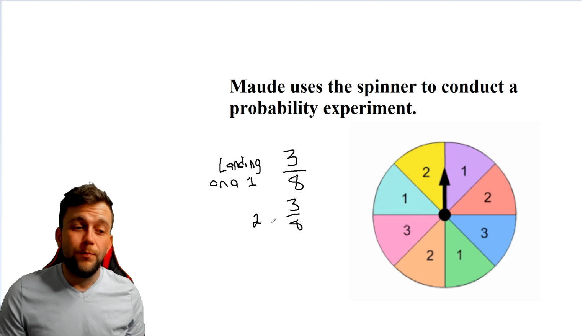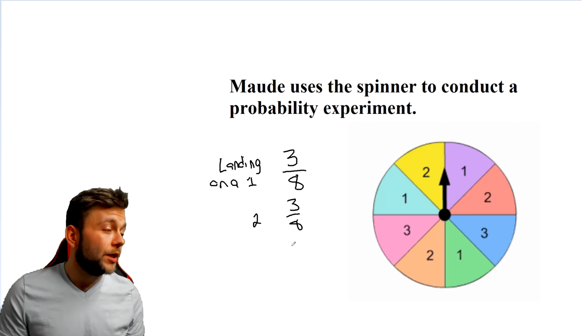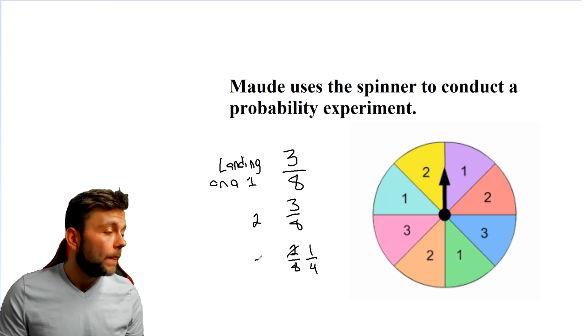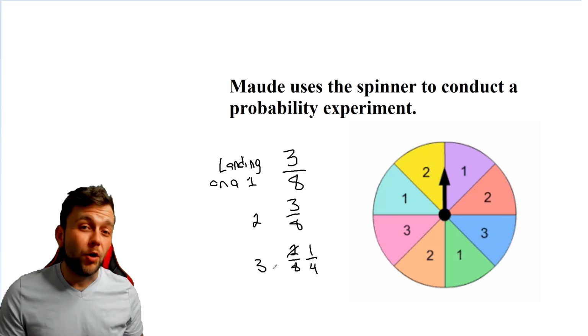Now, what's the probability of landing on a 3? Well, we only have 2 of them, so 2 out of 8, or let's reduce this down so it is 1 out of 4 for landing on a 3. Now that we have all of that written down, let's look at a question.